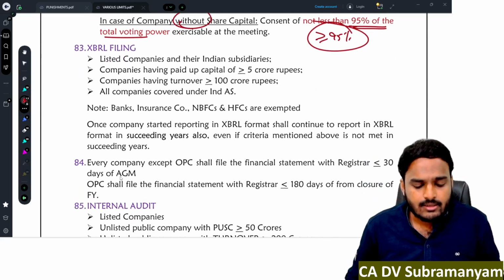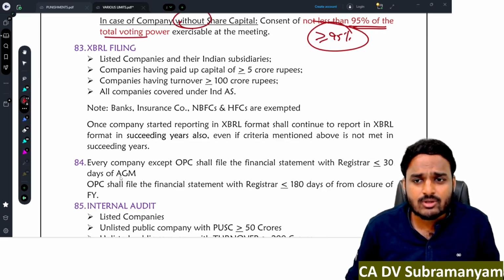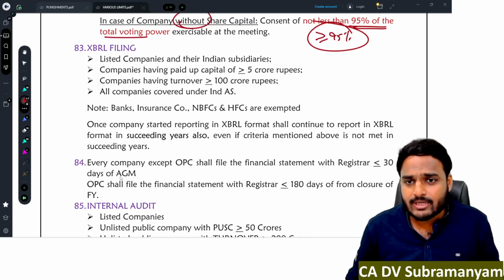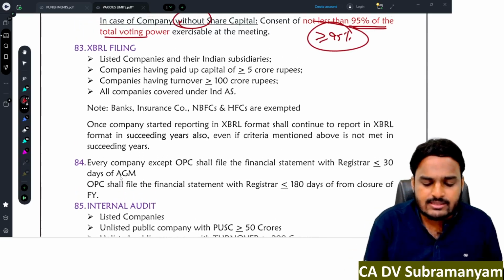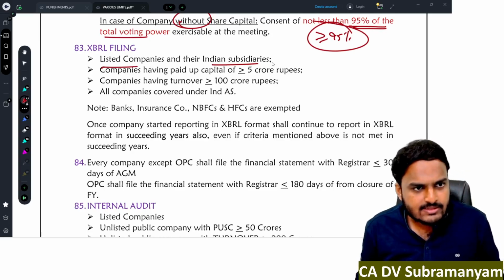XBRL, extensible business reporting language. This is applicable only to few companies. So what are those companies? Listed companies and their Indian subsidiaries.